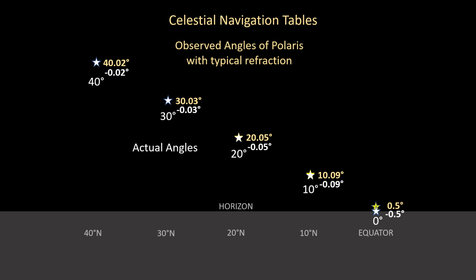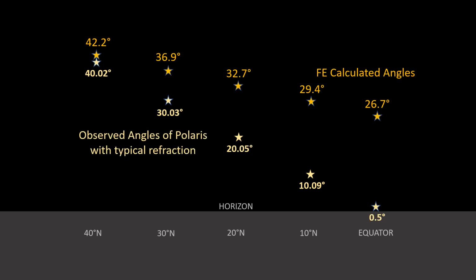And of course, when you subtract out the correction from the apparent altitude, you get the actual altitude of Polaris for each one of these latitudes. And notice that it is actually a little bit lower than the apparent altitude. Now, this is a comparison of the apparent altitude of Polaris at each of these latitudes that you would expect to see with the calculated altitudes for a flat Earth.